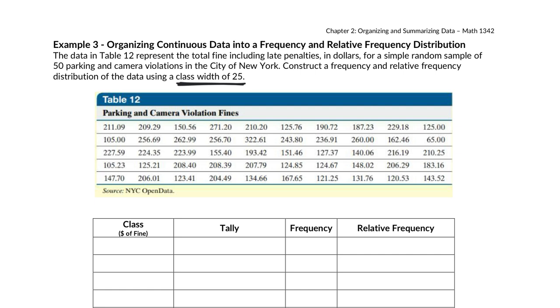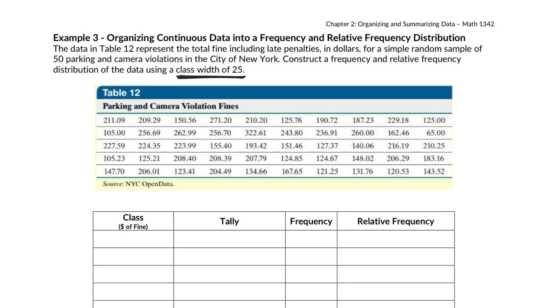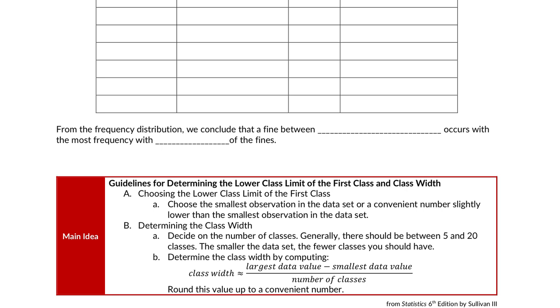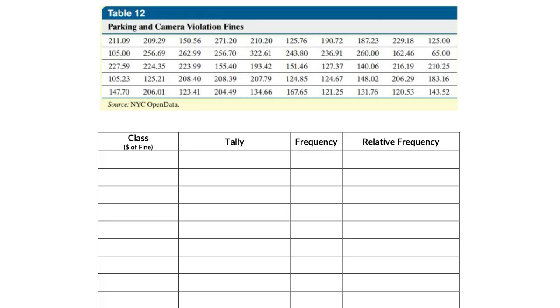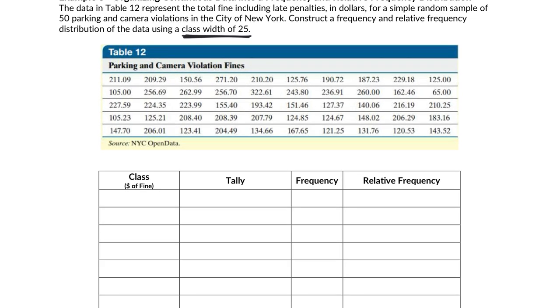We need to know when to start the class. We need to know how to choose the lower limit for the first class. And if you look down at the bottom, it's going to tell us how to do that. To choose the lower class limit of the first class, we're going to choose the smallest observation in the data set or a convenient number slightly lower than the smallest observation in that data set. So let's look through table 12. What's the smallest number you see on there? 65 is going to be our lowest ticket price on this table.